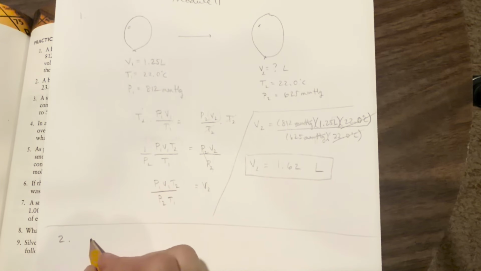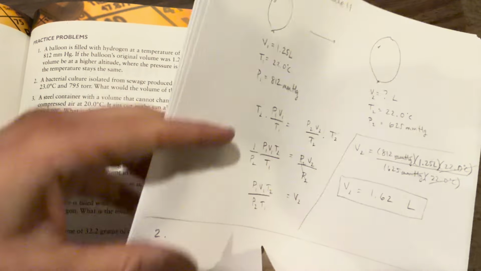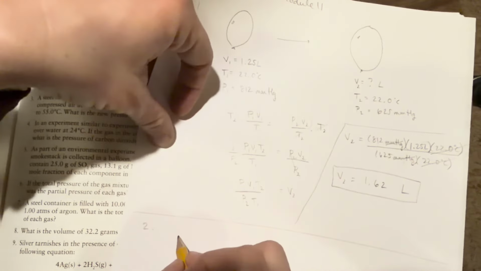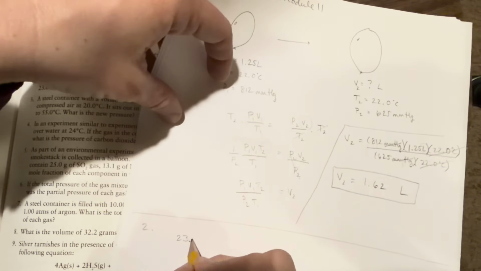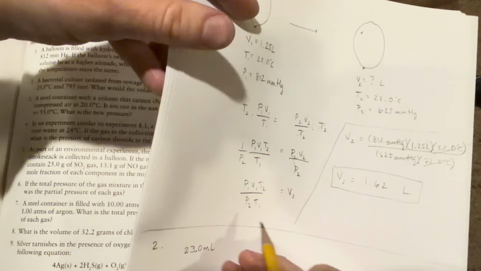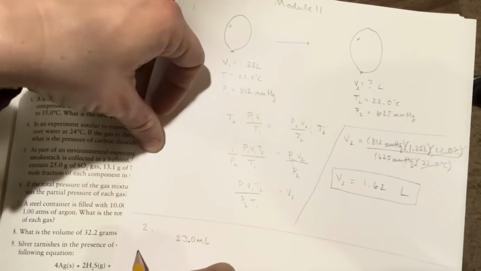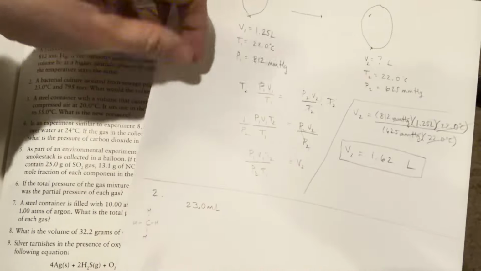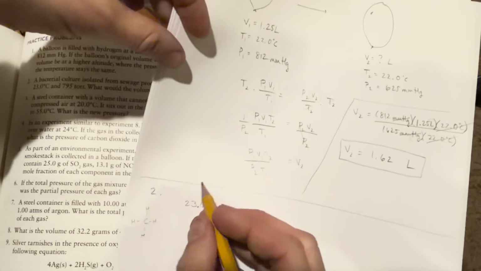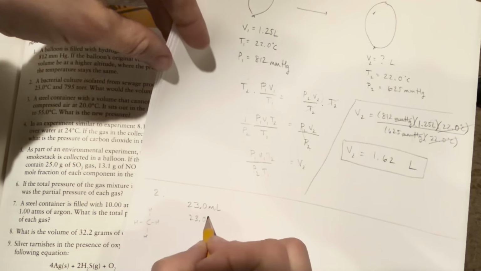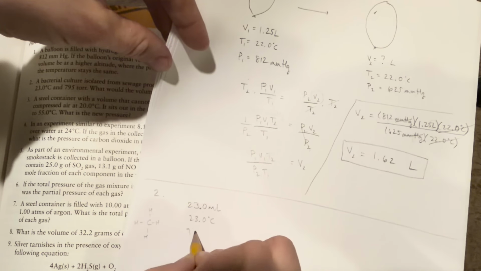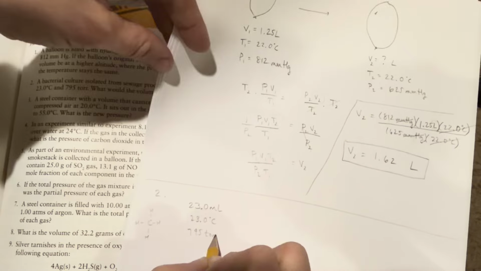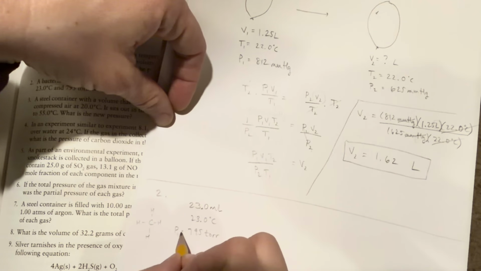So we've got a bacterial culture that produced 23.0 milliliters of methane gas. By the way, methane is carbon with 4 hydrogens. It's the simplest hydrocarbon. So 23 milliliters, it was 23 degrees Celsius, and the pressure was 795 torr. So these were my initial readings.